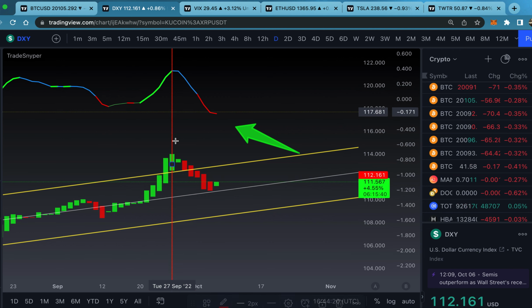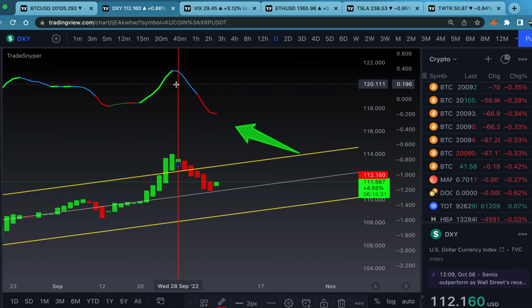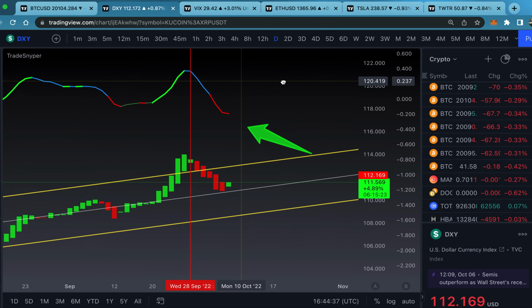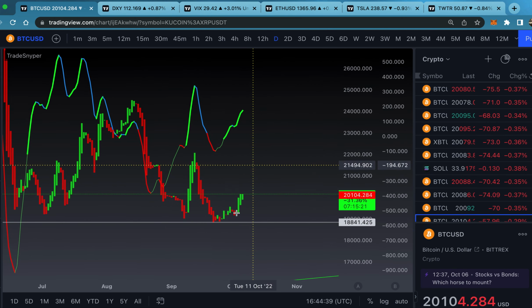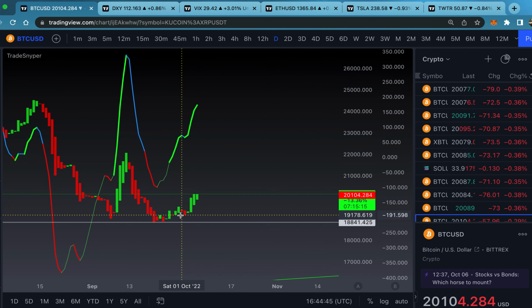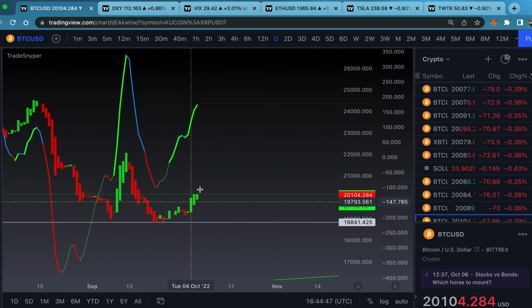It flipped blue here a little bit later, right around September 27th, let's just say the end of September. Now, if we go back and look at what Bitcoin did at the end of September, right around this range, let's see here. Yeah, so right here, September 30th, it started pumping.